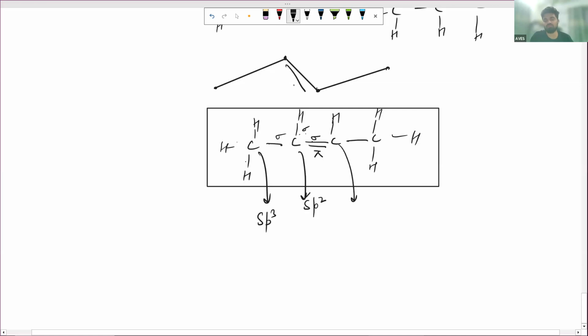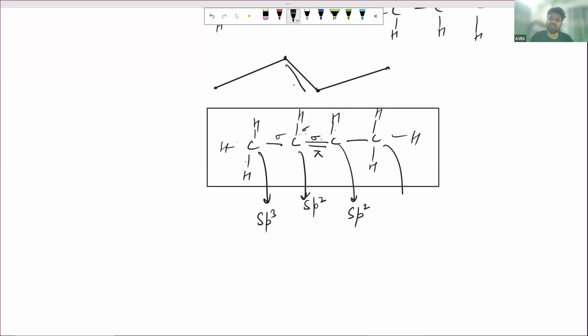This one would be sp2 again. Again, one, two, three, sp2. So if a carbon is making a double bond, then its hybridization changes to sp2. And if it is making all single bonds, then it is sp3. Okay. Got it?